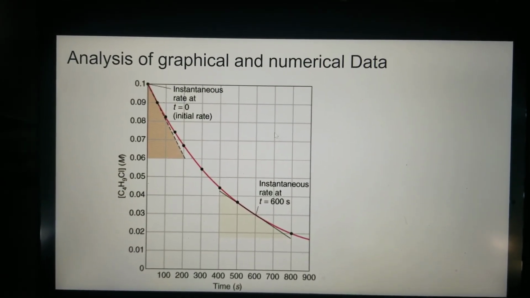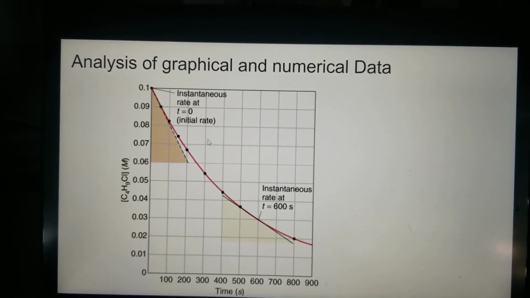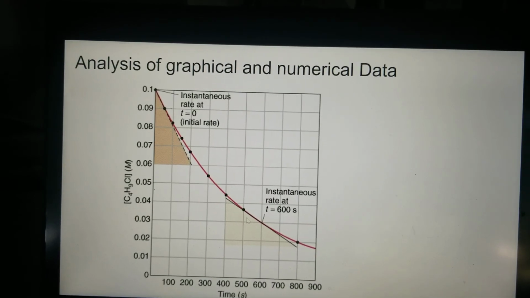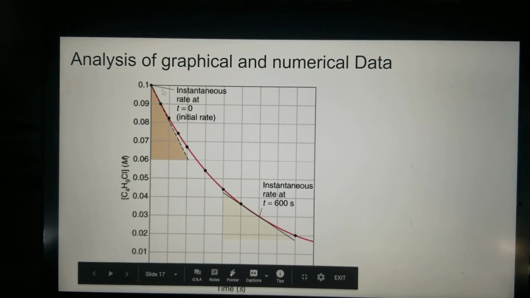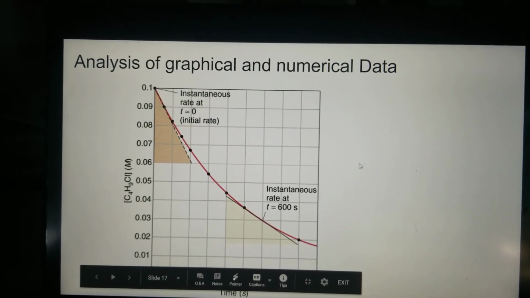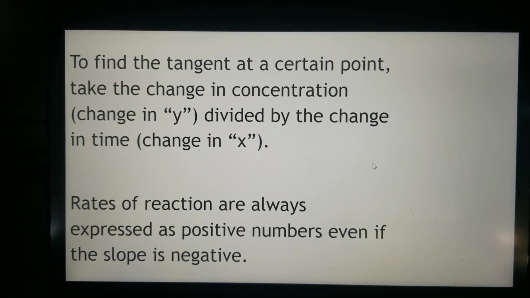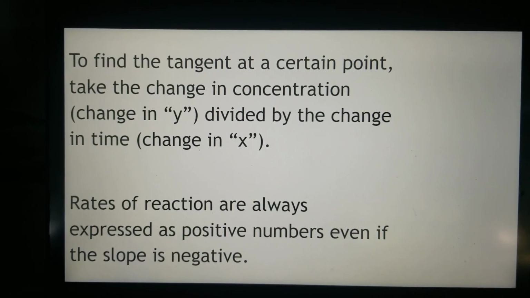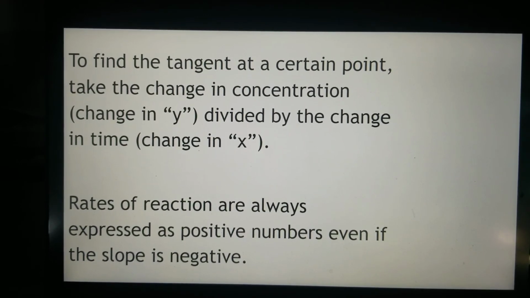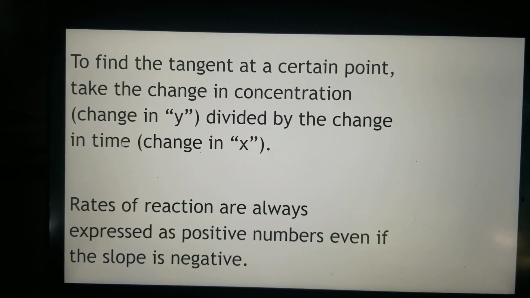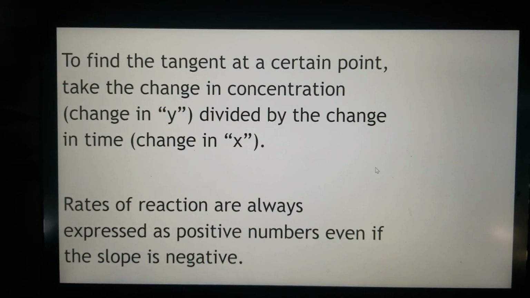Whenever you are given data, they're going to ask you to analyze graphical and numerical data. So you would see a graph like this, and you would basically do the slope formula. You would just take 2 points and find the slope of that line. To find the tangent at a certain point, take the change in concentration, change in y, divided by the change in time, change in x. So again, the slope formula, change in y over change in x. And you just need 2 points for that. You just pick 2 points from the graph. Rates of reaction are always expressed as positive numbers, even if the slope is negative.